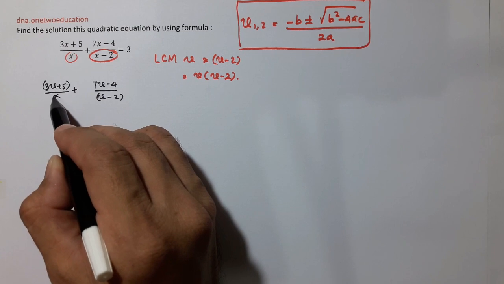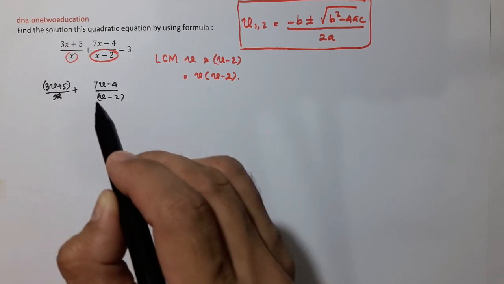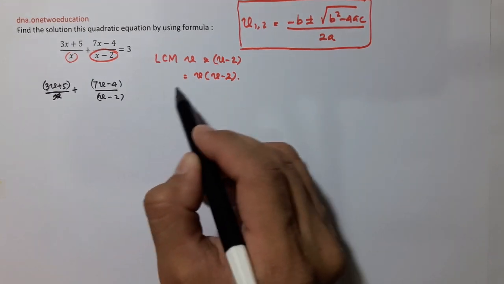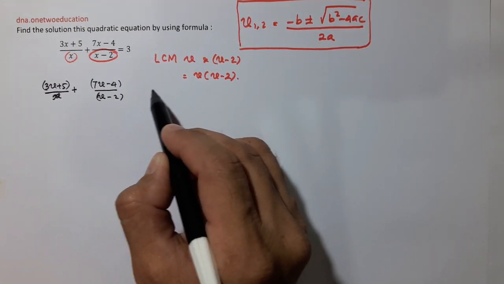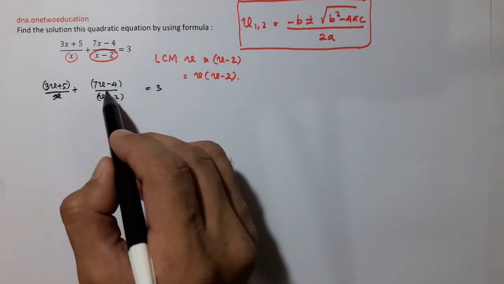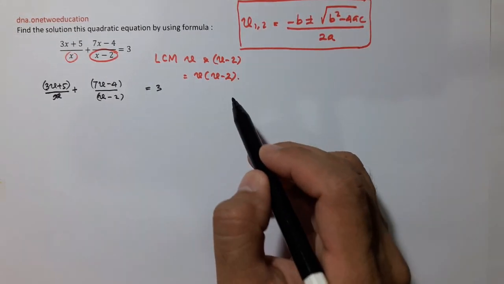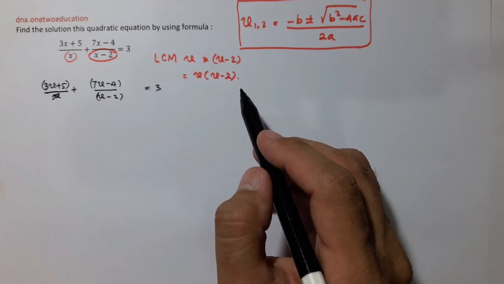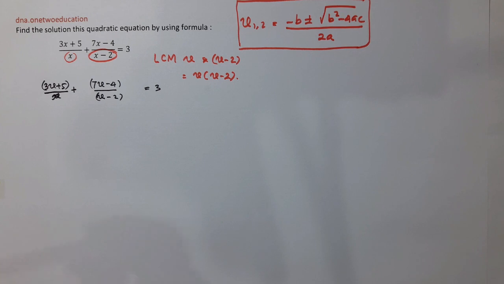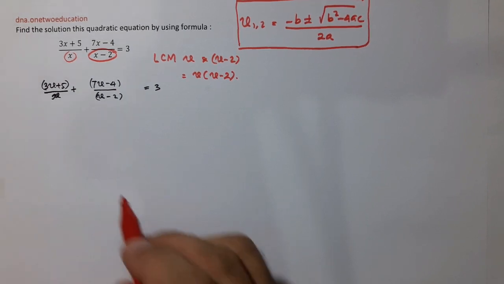I'll change this one to be x here, equal 3. Okay, so every single item must be multiplied by the LCM. Clear, everyone? Okay, so I want to put the LCM to every single item here.